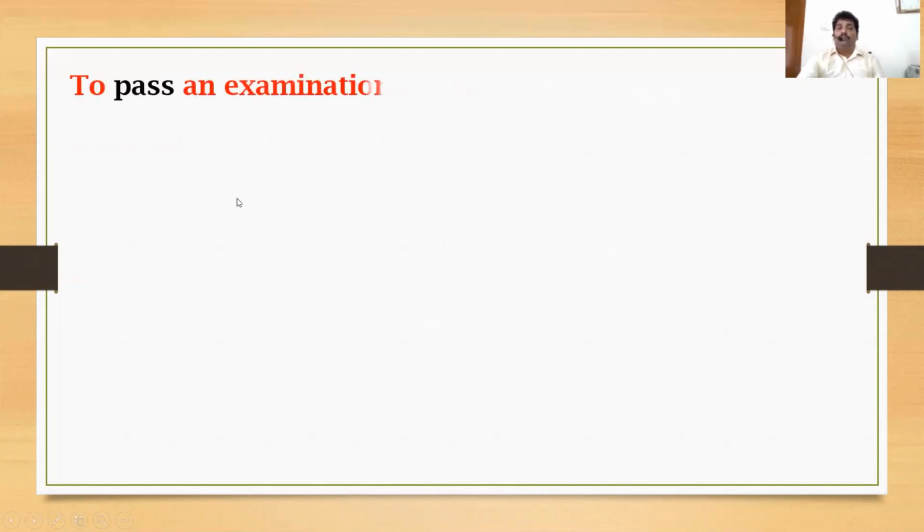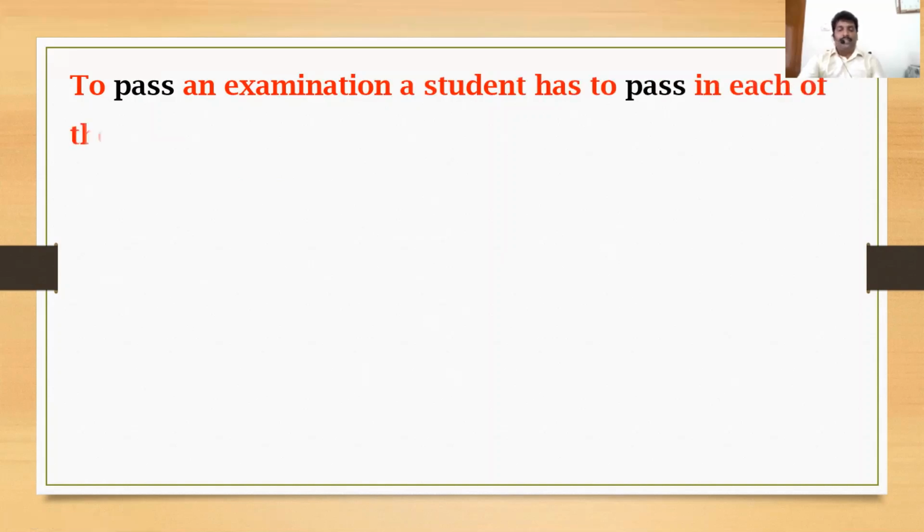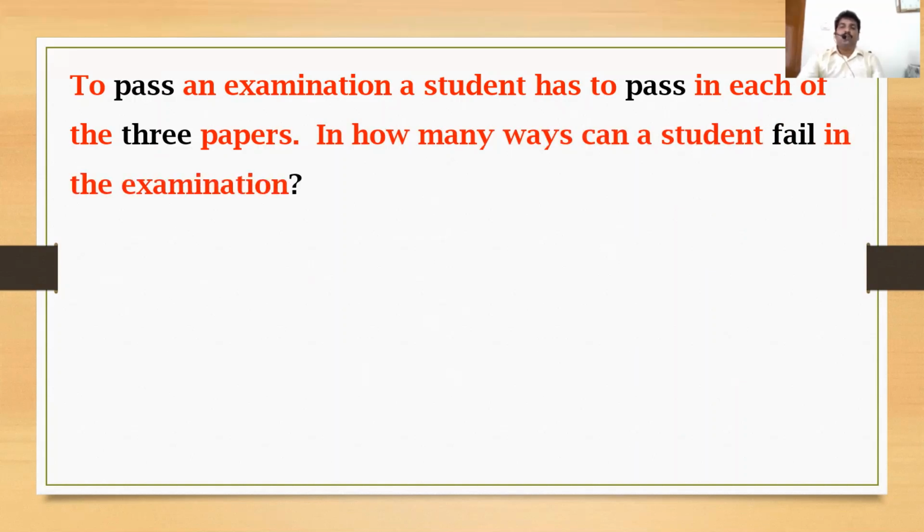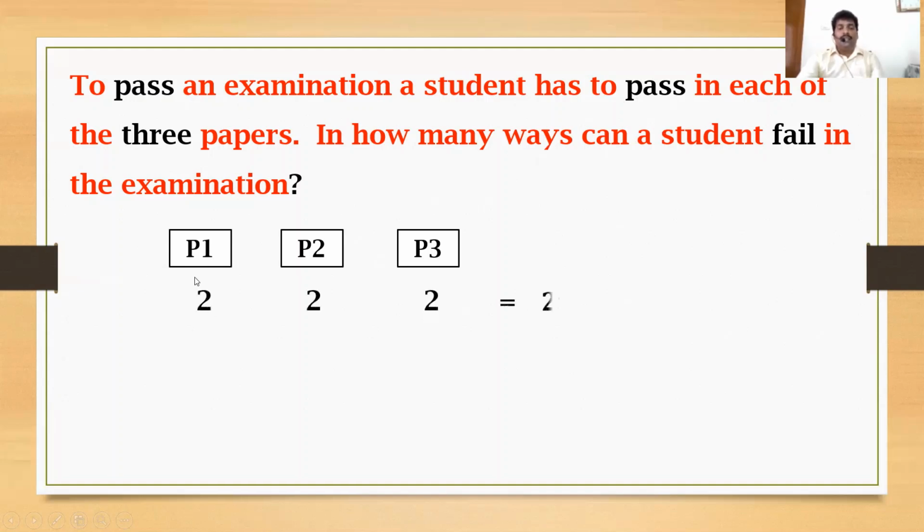Now see this example, our textbook example question. To pass an examination, a student has to pass in each of the 3 papers. In how many ways can a student fail in the examination? This is the given question. So now 3 papers, paper 1, paper 2, paper 3 I took. For every paper 2 chances are there. How 2 chances? Pass or fail. So that is total 2 cube, 2 into 2 into 2.